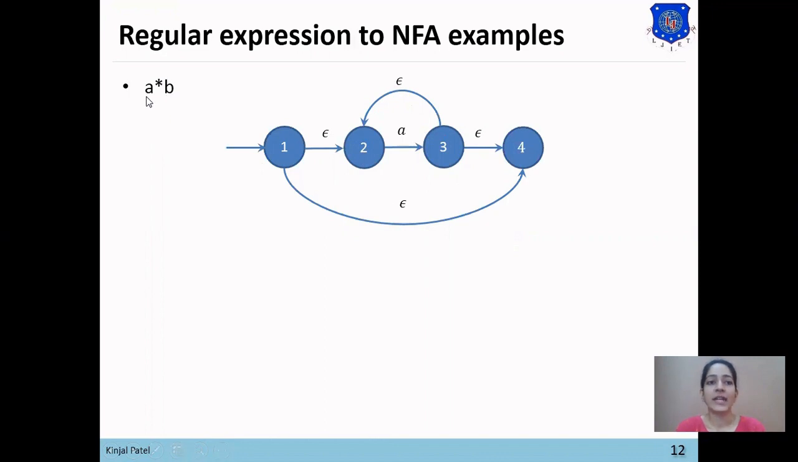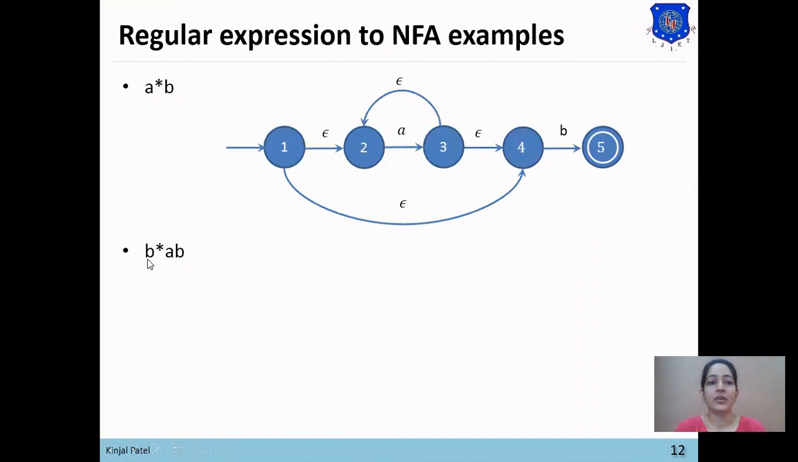Now we want to concatenate a Kleene closure with b. Our final state for a Kleene star is 4. So now we will draw b from 4 to 5. Now there is no more symbol in our regular expression, so our final state will be 5.